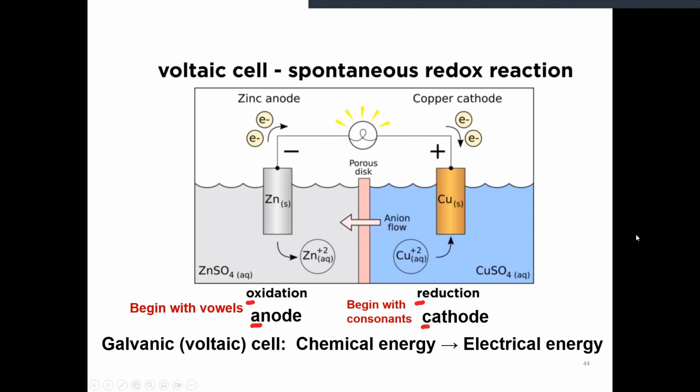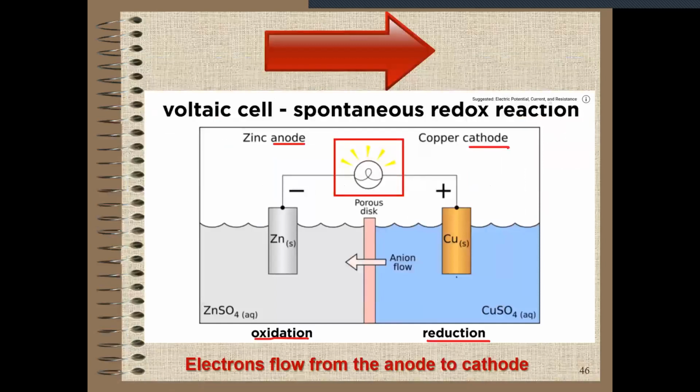And if you didn't recharge the battery, then eventually it would stop because all the material would be used up. All the zinc would be used up. So electrons flow from the anode to the cathode. And that's what I emphasize on this next slide, this one. So it's spontaneous. As soon as you connect it, it starts flowing.